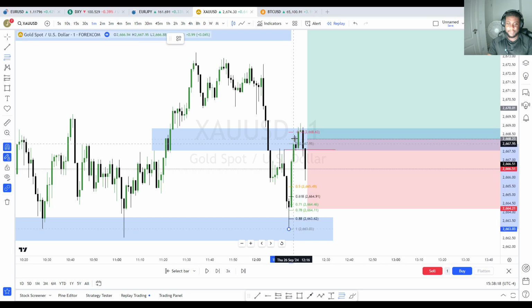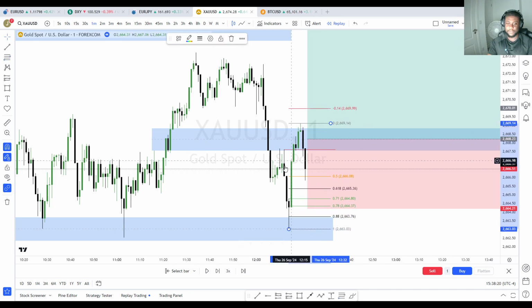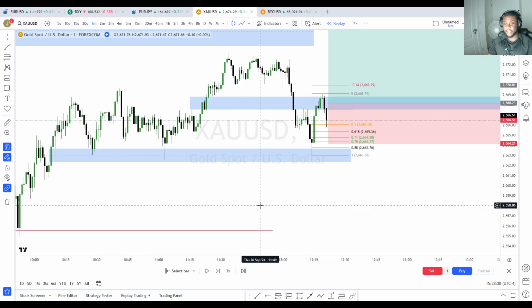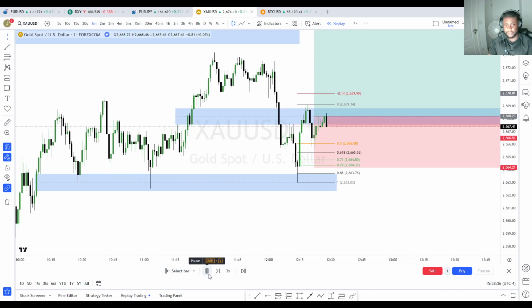Now, again, there's many different ways you could have played this. You could have used the fib and looked for a 50% entry and entered there. You could have played the imbalance from this candle's high to this candle's low and played that entry there. You could have waited for this original area down below and taken your entry there. There's so many different ways you can skin the cat.